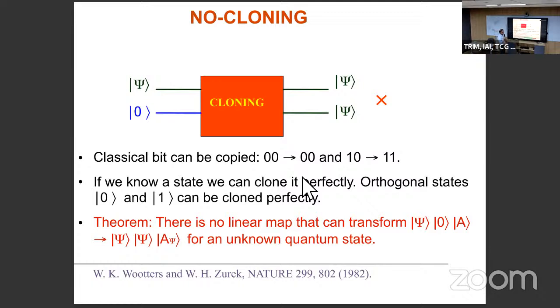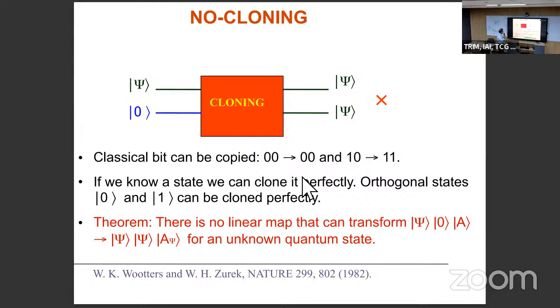Is it possible? The answer is no. And why is it no? Let's see that. Classically, we know that you can make a copy of this input, like zero. This is the input, and this is your blank state. It is possible to make this transformation, where 0,0 goes to 0,0 and 1,0 goes to 1,1. So what it tells you is that if you think of your quantum state or qubit state, orthogonal states can be cloned perfectly. Why? Because if this state is 0 or 1, essentially they encode your classical information 0 or 1. So quantum systems in orthogonal states are actually carrying classical information. That means you can make a copy, with 0,0 going to 0,0 and 1,0 going to 1,1. This is possible. Also, if you know a quantum state, you can clone it perfectly.